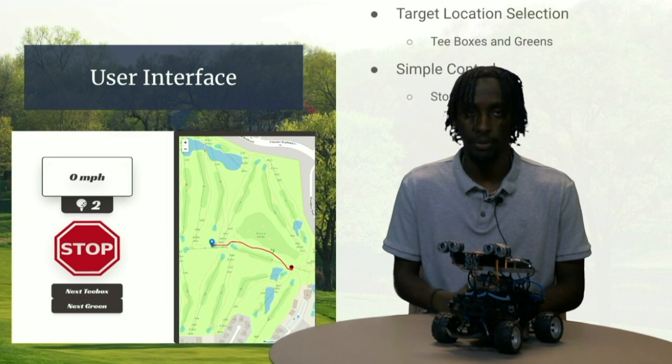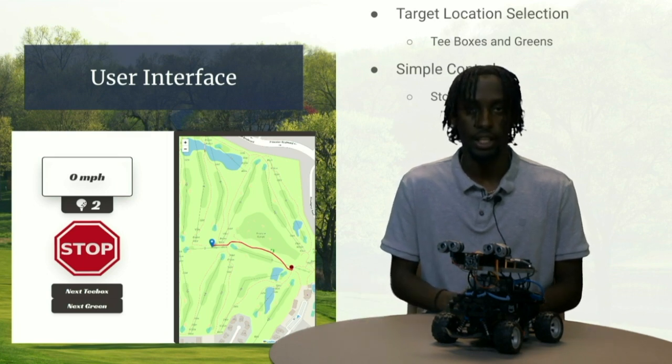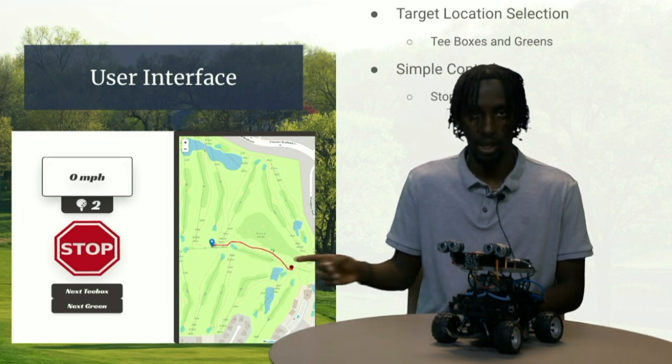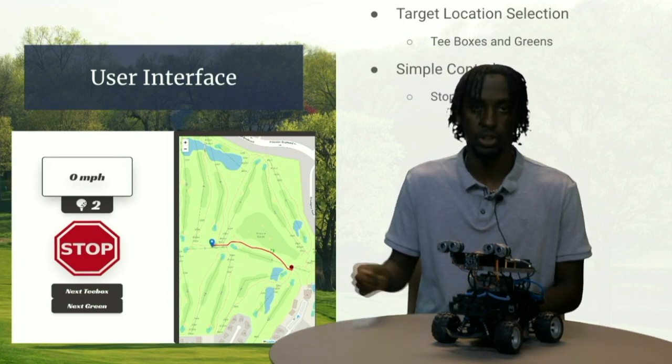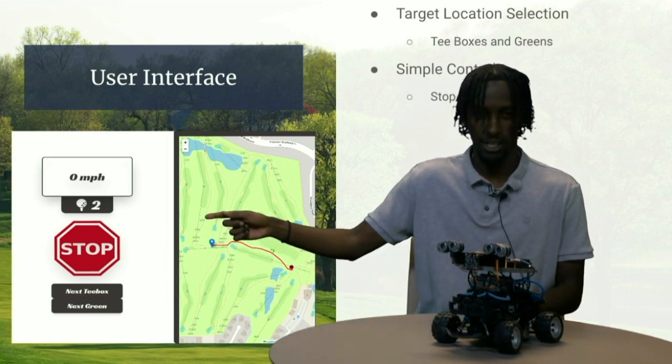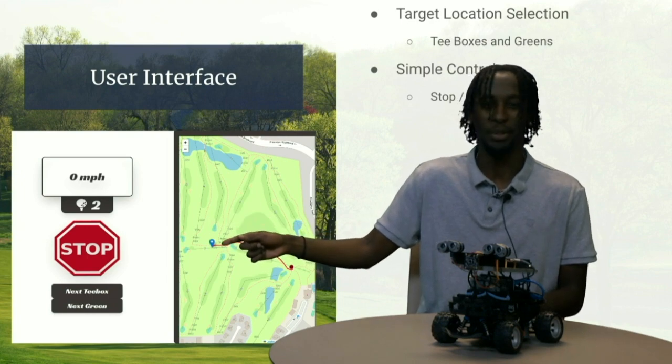On the right is a map of the Lawrence Country Club and the current location of the cart, which is that red dot right there that you see, and then the next target location, which is that blue dot right there.